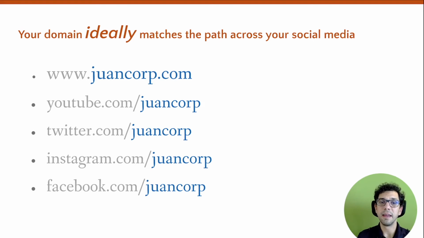Now, ideally, your domain will match the path across your entire social media, right? So your website might be www.juancorp.com. If you have a YouTube channel, you might have it at youtube.com/juancorp. If you have a Twitter page, you might have it on twitter.com/juancorp. Same thing with Instagram and Facebook. This helps your entire name be tidied up across your entire web presence.